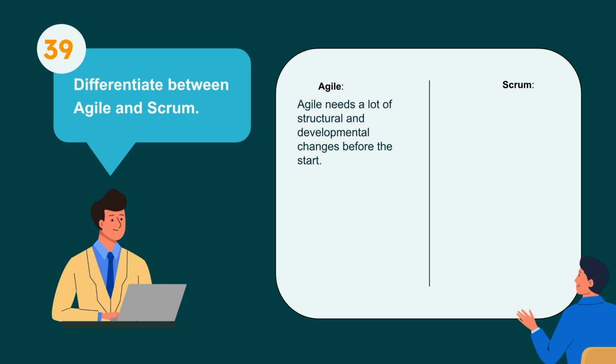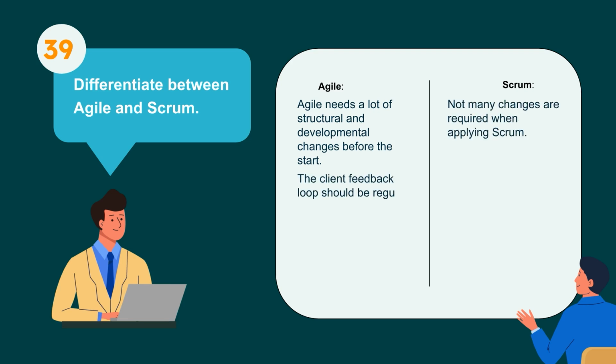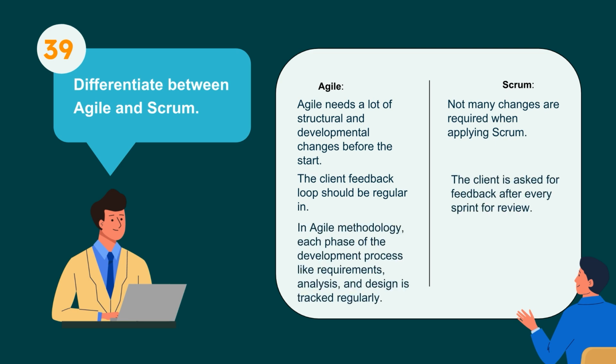Agile needs a lot of structural and developmental changes before the start. Not many changes are required when applying Scrum. The client feedback loop should be regular in Agile. In Scrum, the client is asked for feedback after every sprint for review. In Agile methodology, each phase of the development process, like requirements, analysis, and design, is tracked regularly. In Scrum, a demo is given to the client after every sprint for feedback.